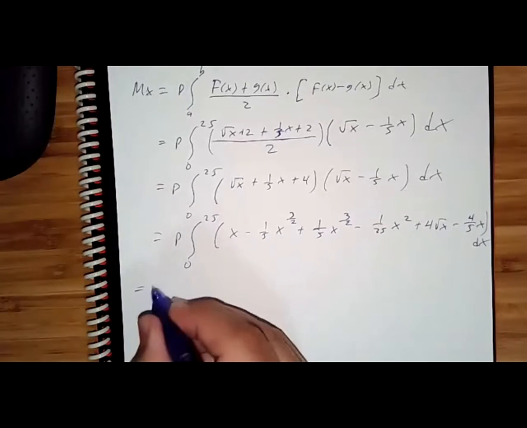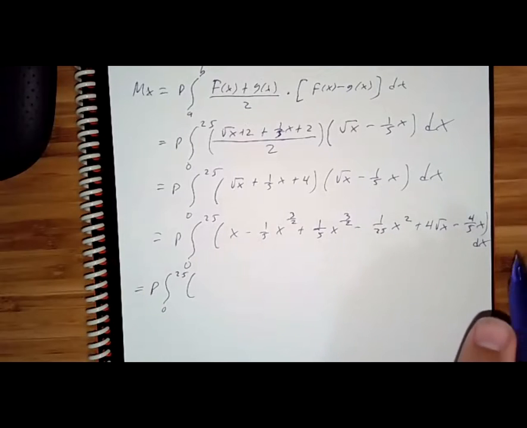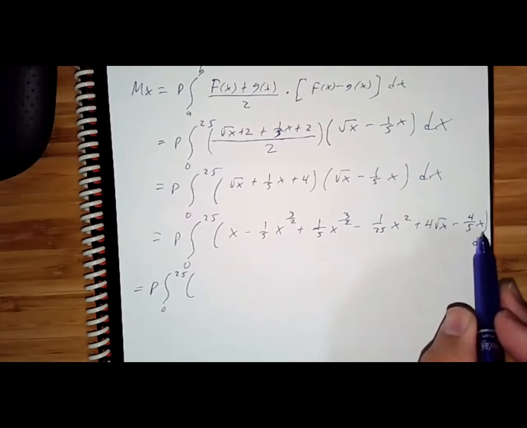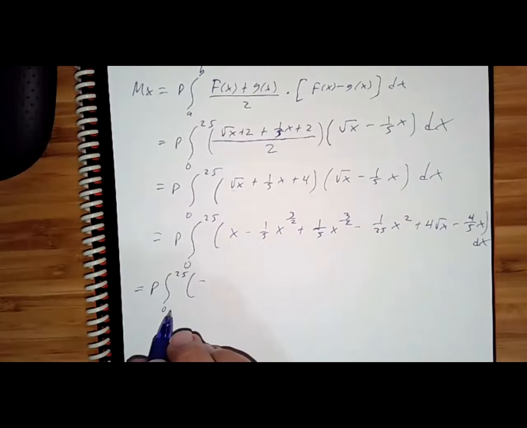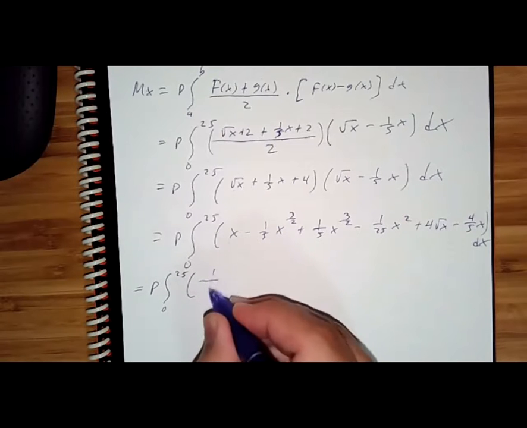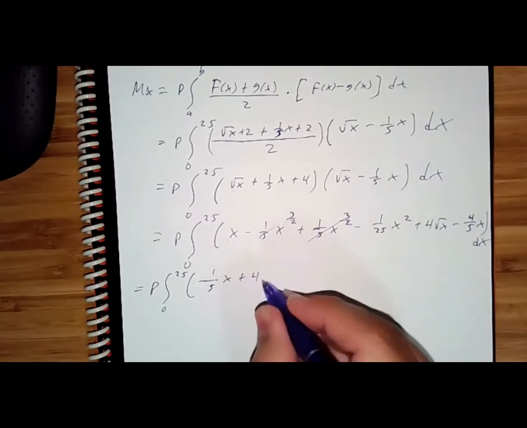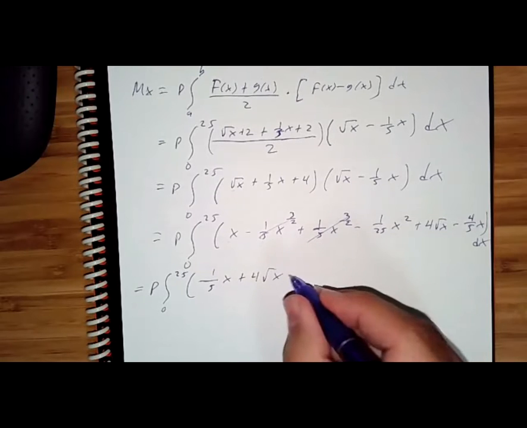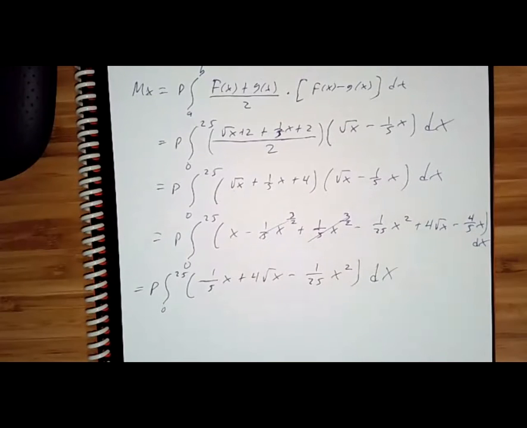Let's see what cancels. There's an x and a negative 4/5 x. So that'll be positive 1/5 x. These are gone. Plus 4 root x minus 1/25 x squared dx.